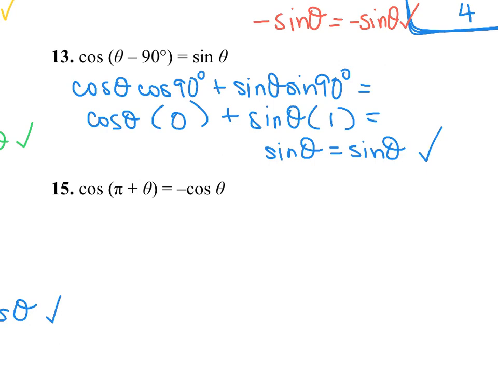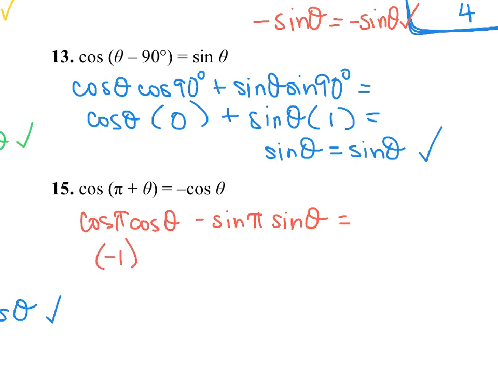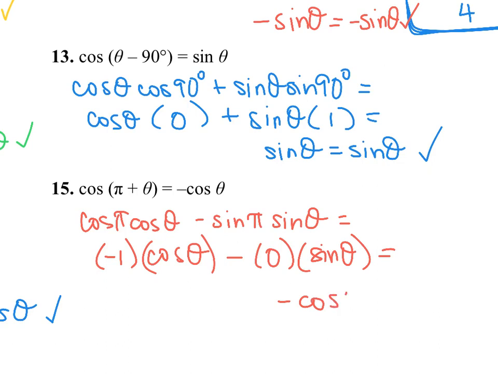Okay, let's do this last one, number 15. We got cosine, minus sine, and cosine of pi is negative 1. Pi is just 180 degrees, so look at your unit circle. And we got sine, which is 0 at pi. So this simplifies down to negative cosine of theta, which is what we were hoping for.